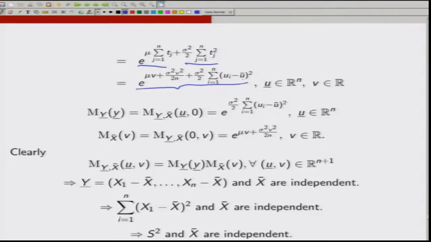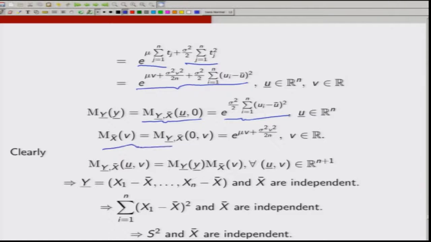So one thing from here is clear: the terms of ui's and v can be separated out. So it looks like y and x bar are independent. So my MGF of y is the same as M y,x bar (u, v), and I put v equal to 0. You put v equal to 0, so you get this quantity. So that is the moment generating function of y.